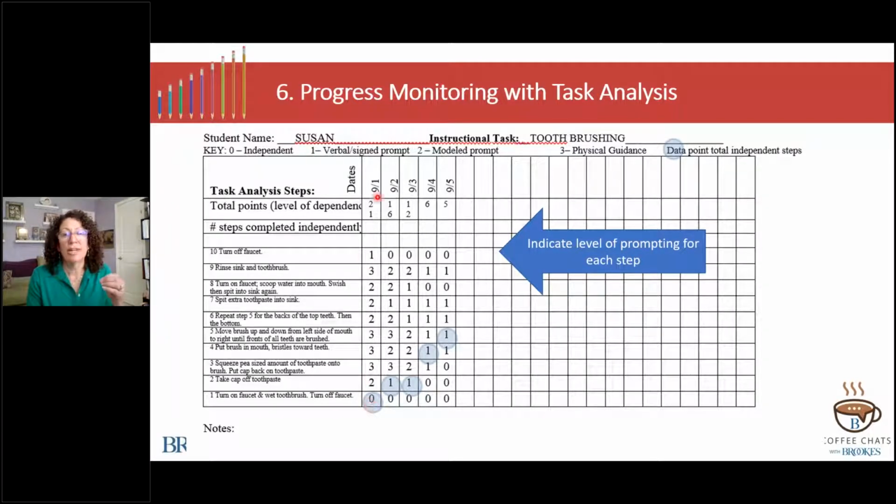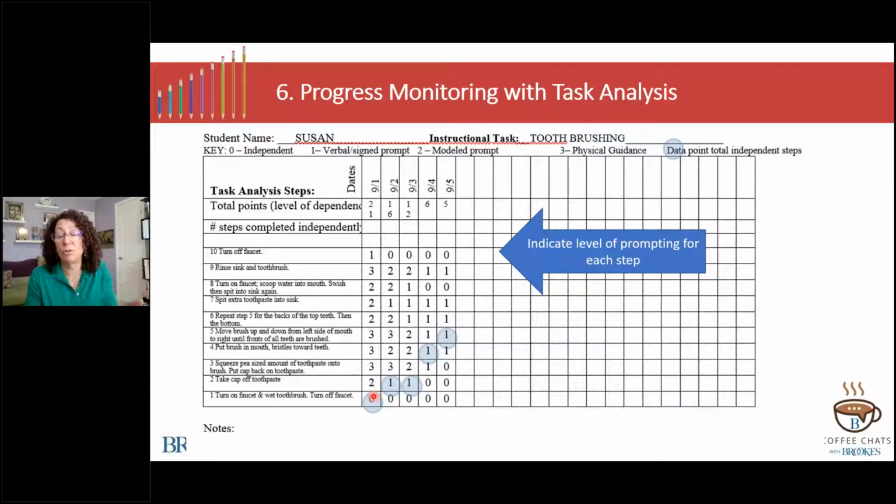So in this particular case, on September 1st, Susan was able to independently turn on the faucet and turn it off. And then you can see as you go up where she was needing more assistance. So she was having full physical guidance for moving the toothbrush inside the mouth, and for squeezing the toothpaste, and for rinsing the sink and toothbrush. So that's a lot of support, whereas maybe a little bit less support for some of the other steps. And each time you practice, you can take these data.